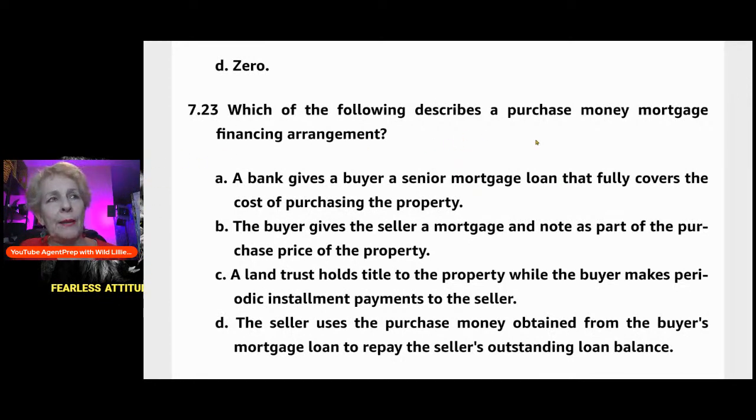Okay, which of the following describes a purchase money mortgage financing arrangement? What kind of financing? Purchase money mortgage. A, a bank gives a buyer a senior mortgage loan that fully covers the cost of purchasing the property. B, the buyer gives the seller a mortgage and a note as part of the purchase price of the property. C, a land trust holds title to the property while the buyer makes periodic installment payments to the seller. Or D, the seller uses the purchase money obtained from the buyer's mortgage loan to pay the seller's outstanding loan balance. So what is a purchase money mortgage financing arrangement?